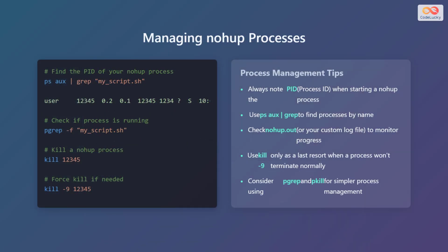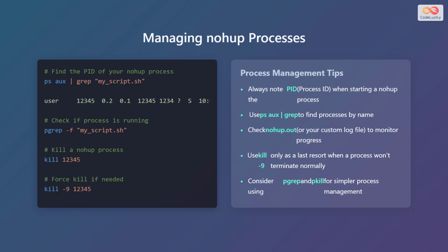Now let's explore how to manage nohup processes. First, to find the process identification number or PID of your nohup process, you can use the ps aux command combined with grep. For example, ps aux | grep my_script. This will display information about the process, including its PID. To check if a process is running, you can use the pgrep command with the -f flag, followed by the process name. For example, pgrep -f my_script.